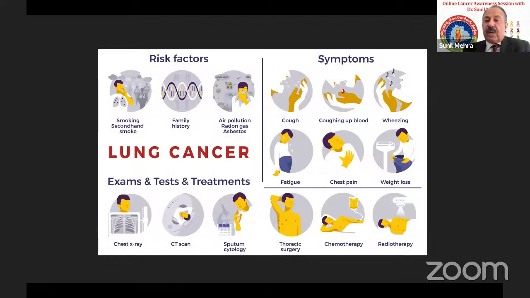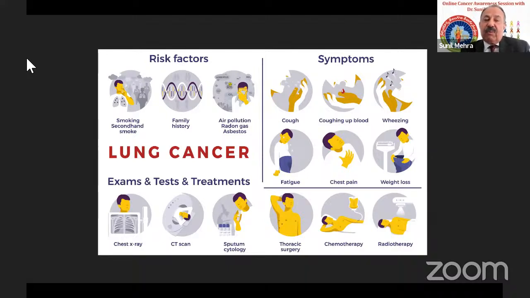So risk factors: smoking and secondhand smoking constitute about 80 to 85% of cases. Then air pollution, especially radon gas in houses, and people who work in construction or have worked in ship cargo areas or naval dockyards, with asbestos. A person who smokes and has worked with asbestos has 90 times more risk of lung cancer. Another thing to remember is that genetics and family history play a role.